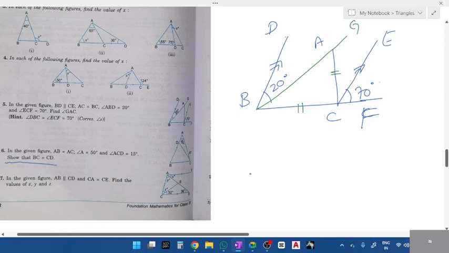Okay. So which two are parallel lines here? Can you tell me the parallel line, students? BD is parallel to CE or EC, right? Okay. Now let me draw a line like this. These two are parallel.